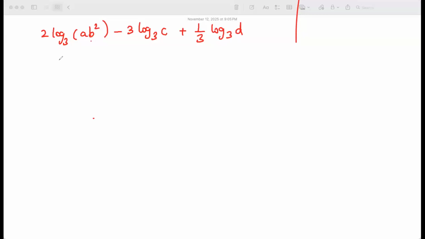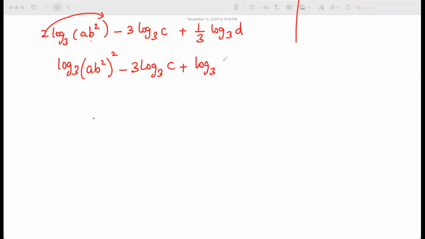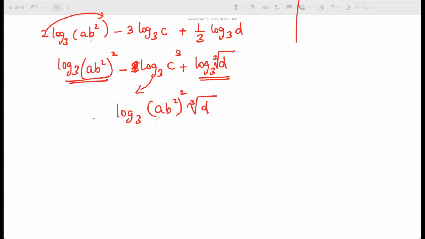Okay, so here, this one is log base 3. I have to condense, right? A b square whole power of square minus 3 log base 3 c plus 1 by 3 log base 3 d. Is mine cube root of d correct? Can I do it on the board quick? Okay, this will be fine. c cube. So now I'm going to condense it, which means I can multiply these two and divide by this, right? So log base 3 of ab square the whole square and then cube root of d, because all are on the same base, divide by c cube. That's all I'm getting. Did you get it?